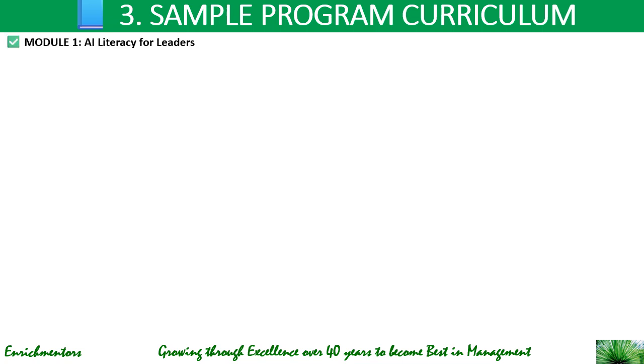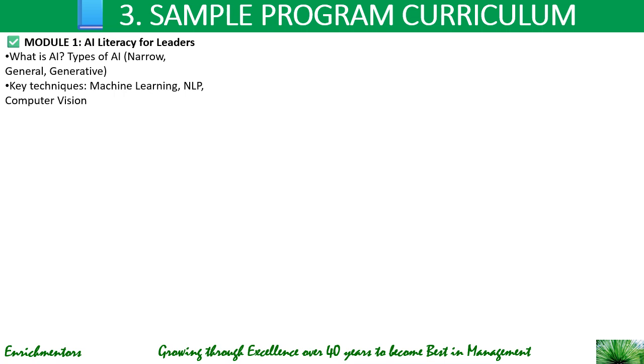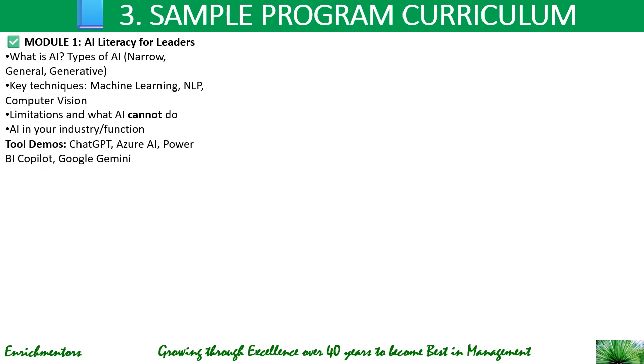So module one could be about AI literacy for leaders, where you talk about what is AI, types of AI in terms of narrow, general, and generative. Then you look at the key techniques in artificial intelligence like machine learning, natural language processing, NLP, and computer vision. Some very fundamental stuff. Then limitations, what AI can do and cannot do, and what is happening with AI in your industry and function. The tools you could use for demos are like ChatGPT, Azure AI, Power BI Copilot, and Google Gemini.